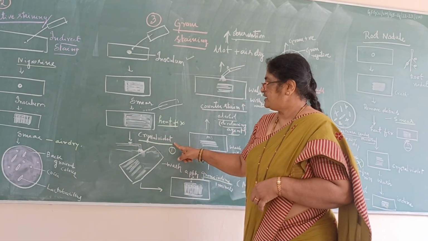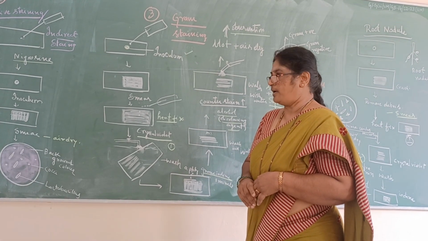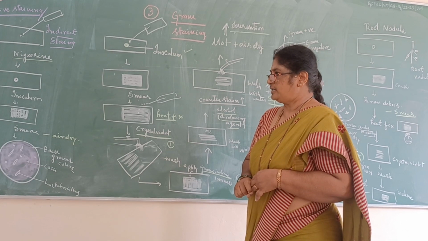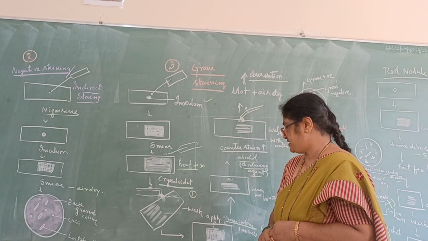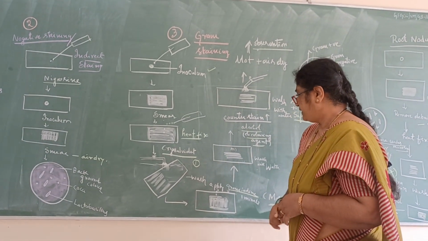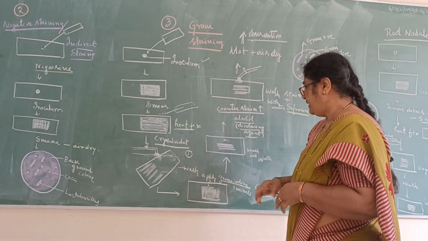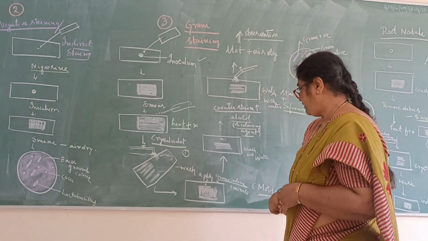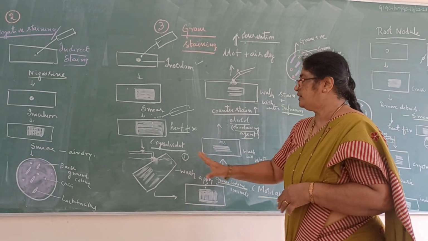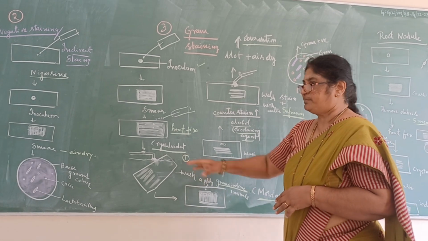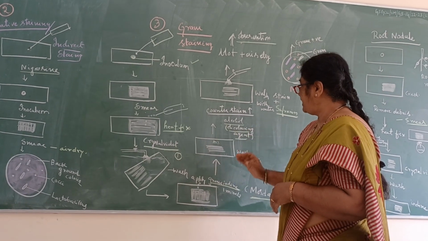Here crystal violet is added as the first primary stain, so that all the bacteria will get a blue color. Then washing is done after crystal violet. After washing we use the second chemical, that is gram's iodine, which is called the mordant. It will fix the first primary stain.